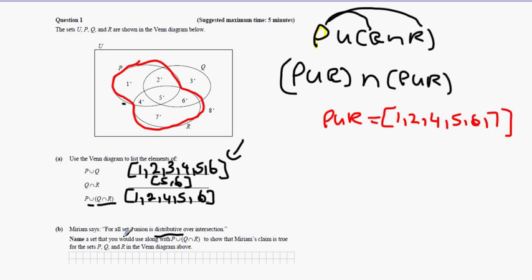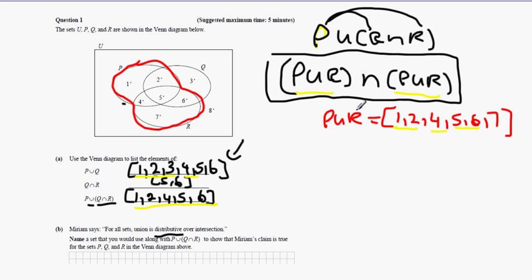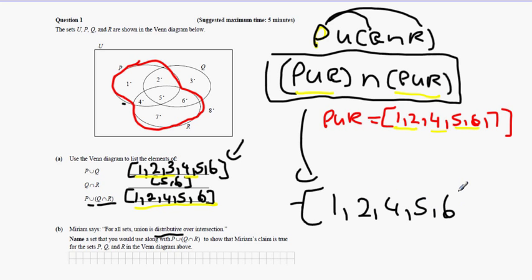And then it goes, name a set you'd use on this to show Miriam's claim is true for the sets P, Q and R in this. So what I'm basically saying is that if we're going to get the intersection of P union Q and P union R, basically, what numbers do they have in common? Well, they have 1 and 2 in common, they have 4 in common, and they have 5 and 6 in common. And as you can see, it's the same answer as P union Q intersection R. So basically this is the function you'd use, and the answer to this is also going to be 1, 2, 4, 5 and 6.